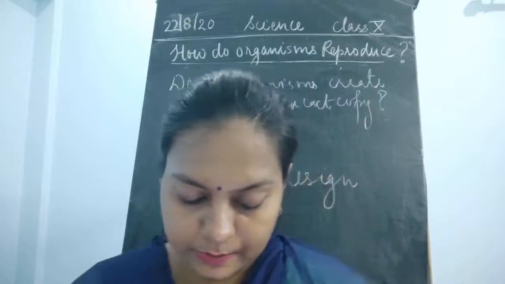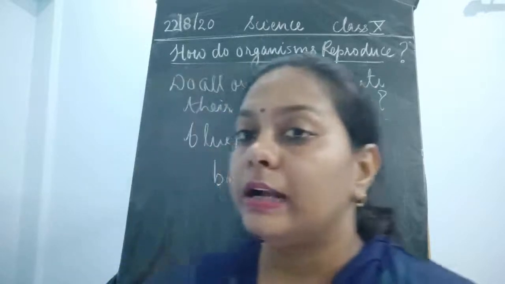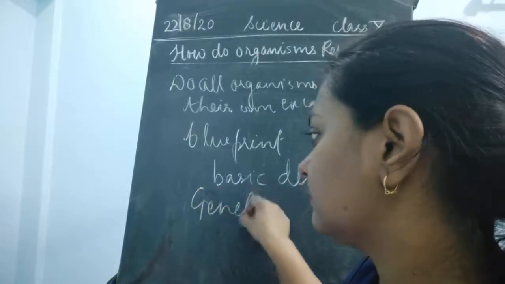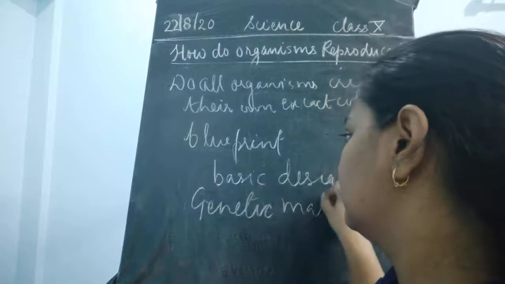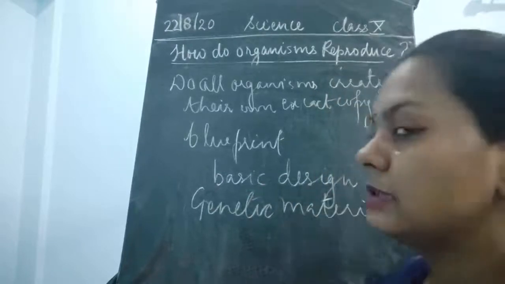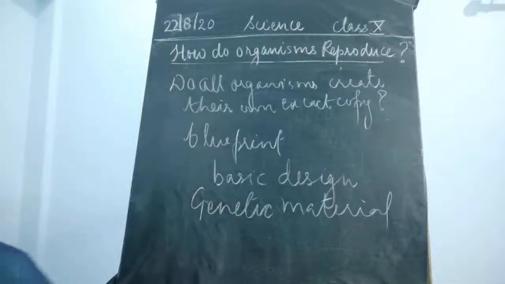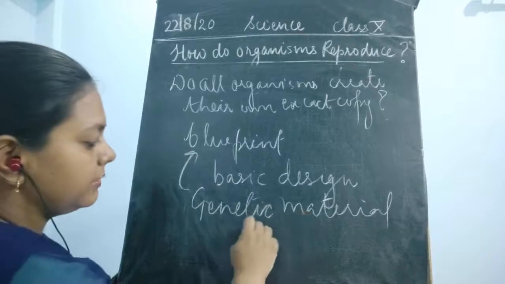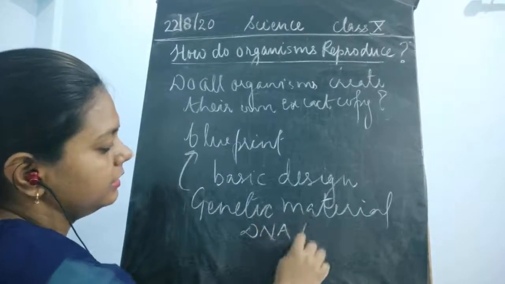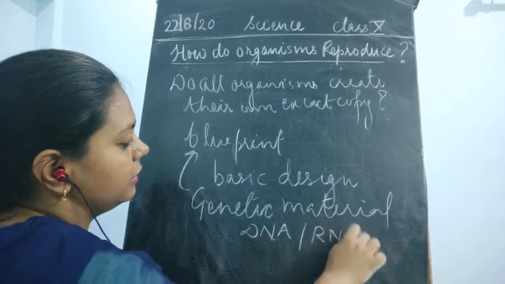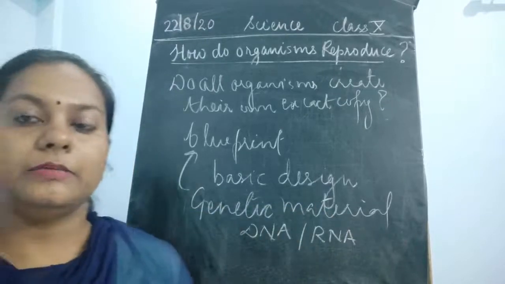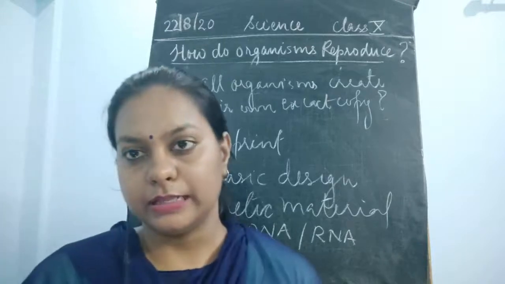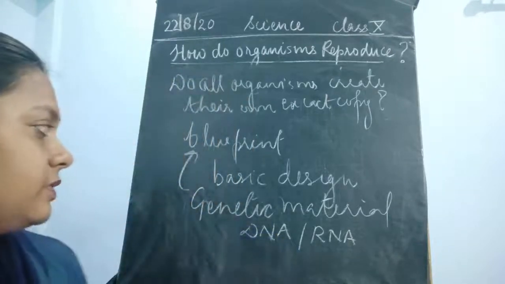Now here comes in the picture one word, that is said to be the genetic material. This genetic material has all the information related to the blueprint. Now what is this genetic material? It is the DNA or RNA. Now what is this DNA or RNA? DNA means deoxyribonucleic acid and RNA means ribonucleic acid. These are the two names of the genetic material.